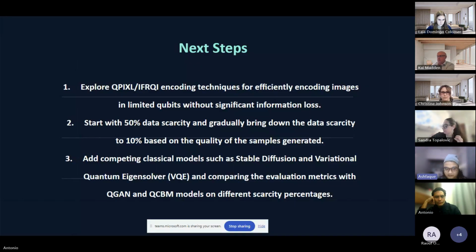A few other things that Dr. Leah suggested was that we start with a higher scarcity. But I think once we solve the encoding part, we can then see an actual difference once we start with 50% or even beyond that, and then gradually bring it down to see if there is any degradation in quality and diversity of the images that we generate.